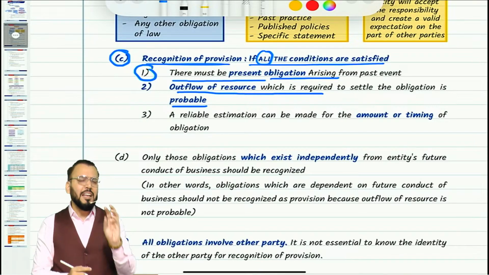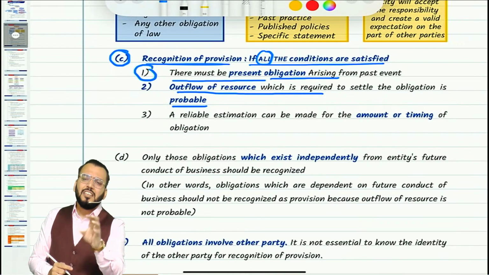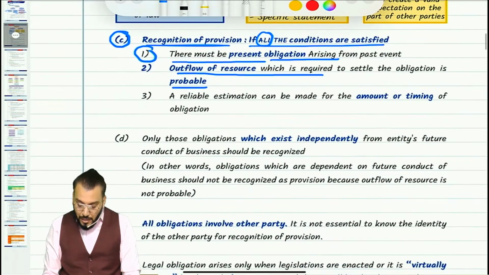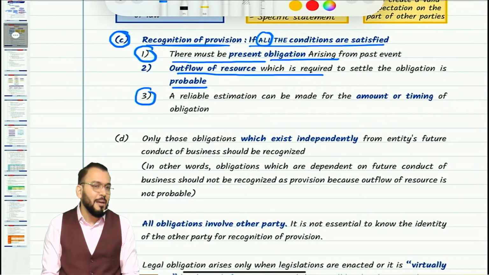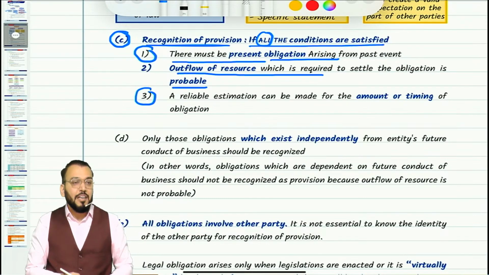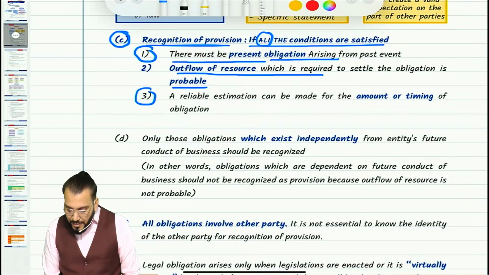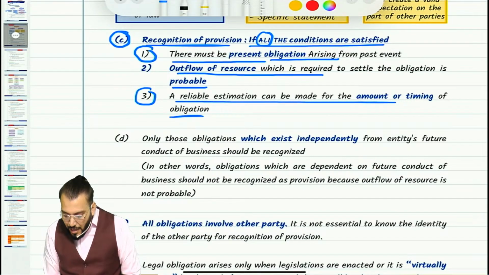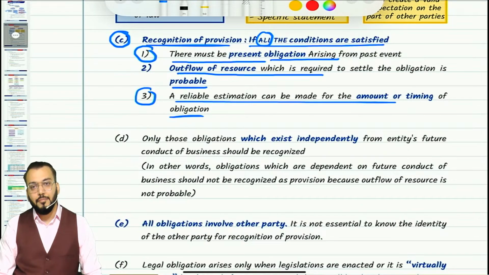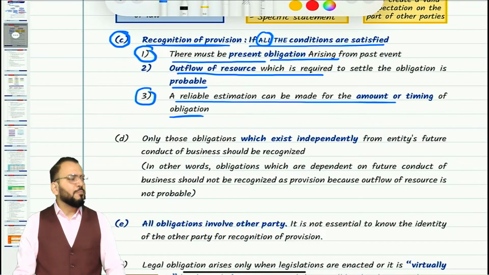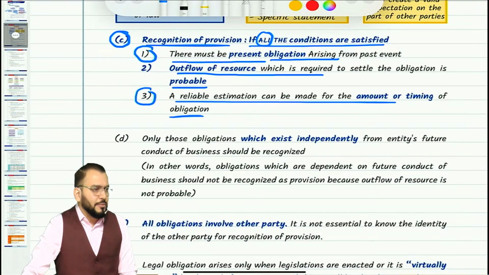Understood? Probable, whenever I say it, means chances are more than 50%. Understood? The third condition, of course, is that a reliable estimation can be made for the amount of what? Obligation. A reliable estimation can be made for the amount or timing of the obligation. These three conditions satisfy recognizing a provision, otherwise do not recognize a provision.